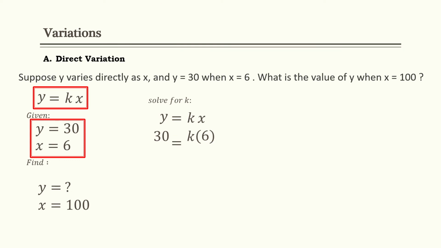Now that we have substituted, we will solve for k. We bring down the equal sign because we divide this equation by 6. So when we divide, 30 divided by 6 and also 6 divided by 6. 30 divided by 6 is equal to 5.